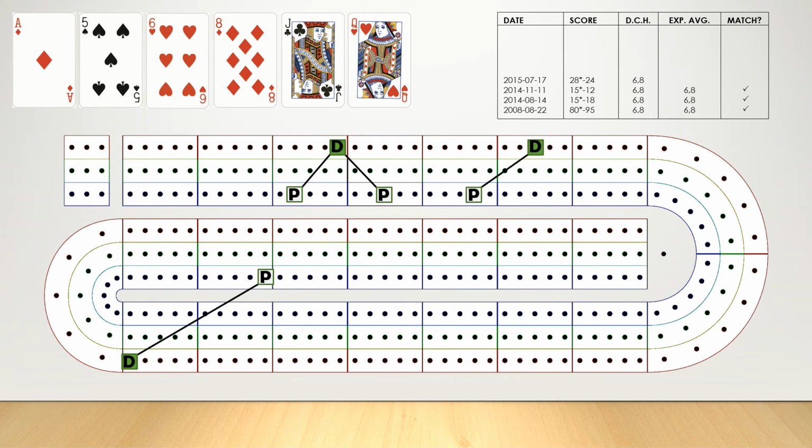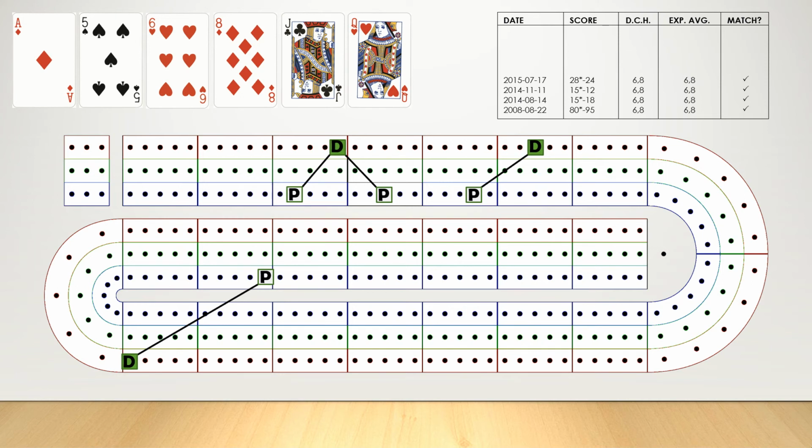The next time this hand was featured was 2015 in July. We're the dealer again at the 28-point hole, and the opponent's at 24. The top voted choice on Daily Cribbage Hand was 6-8. The highest expected average value we know is 6-8, and again another match.